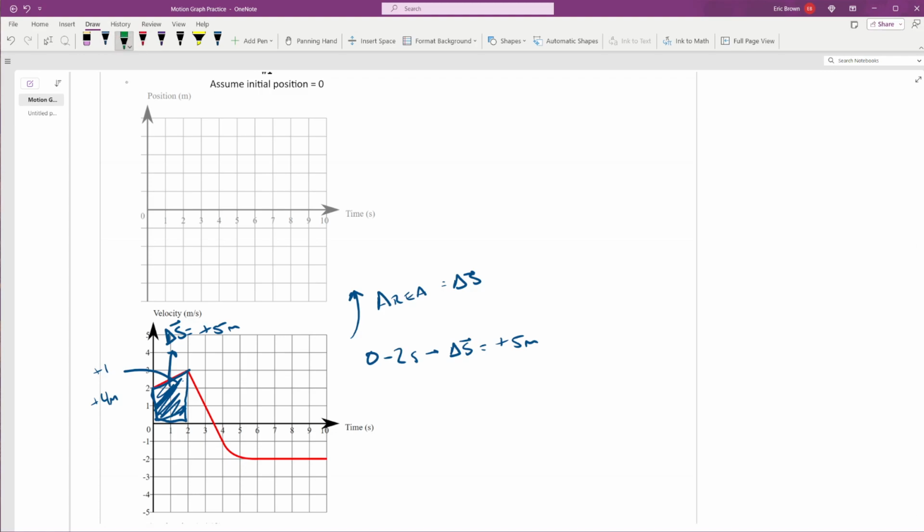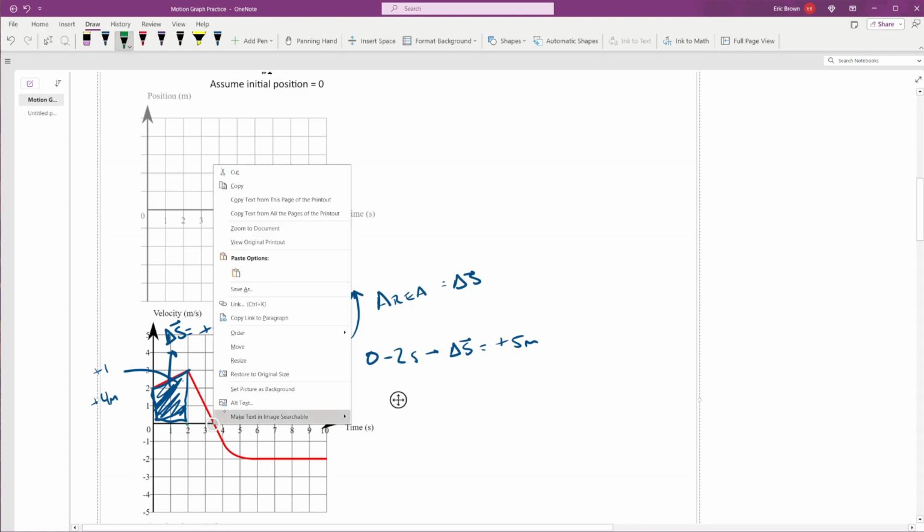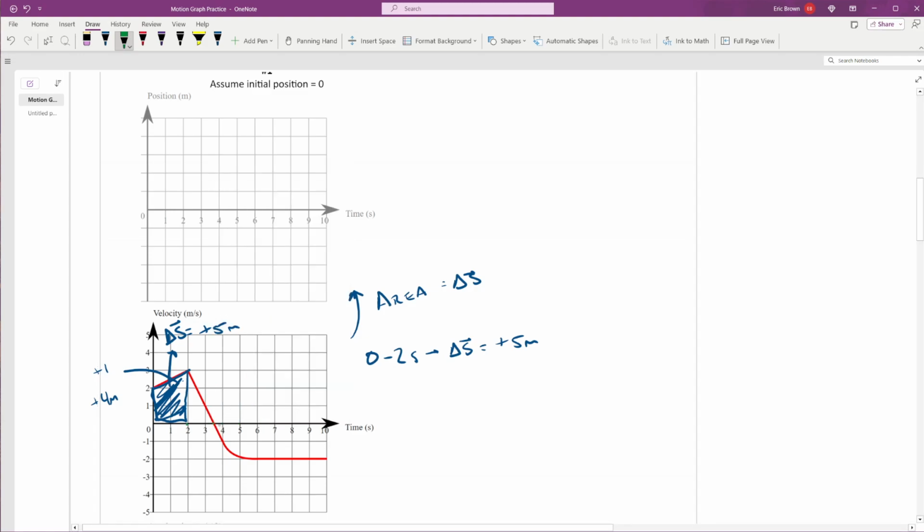Let's look at what happens from 2 seconds until over here-ish. I'm going to do a little bit of estimating. I think that looks like 3.5 to me. So I got a little triangle here. That's like 1.5. I got a base of 1.5, got a height of 3. So the area of this triangle will be 1/2 times 1.5 times 3. Put it in my calculator. I believe I get 2.25.